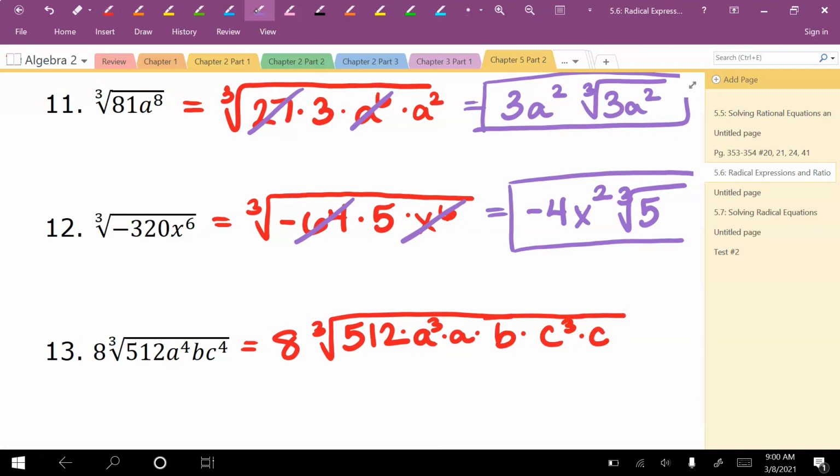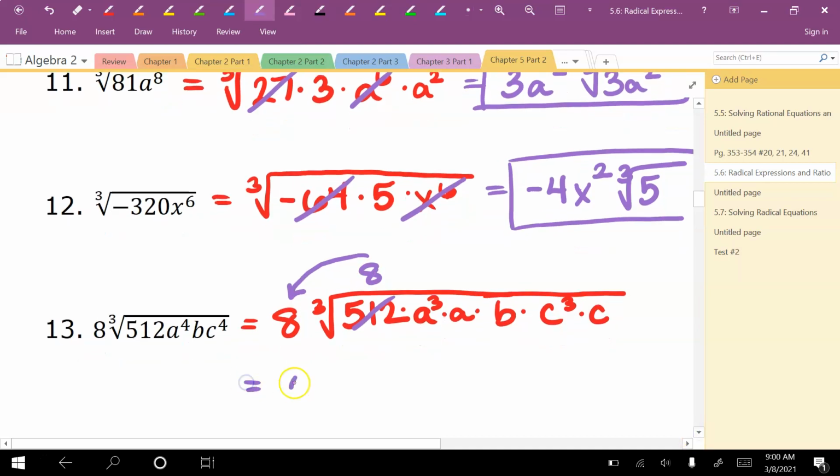Now, when I cube root 512, this becomes 8. 8 times itself 3 times is 512. Now, when I go to move this out front, there's already that 8 sitting out front, right? So what I need to do is actually multiply those two numbers. So what's 8 times 8? 64. Then my a to the third is going to become an a, and so is my c to the third. Everything else, so the a, the b, and the c, they all have to stay underneath the cube root sign.